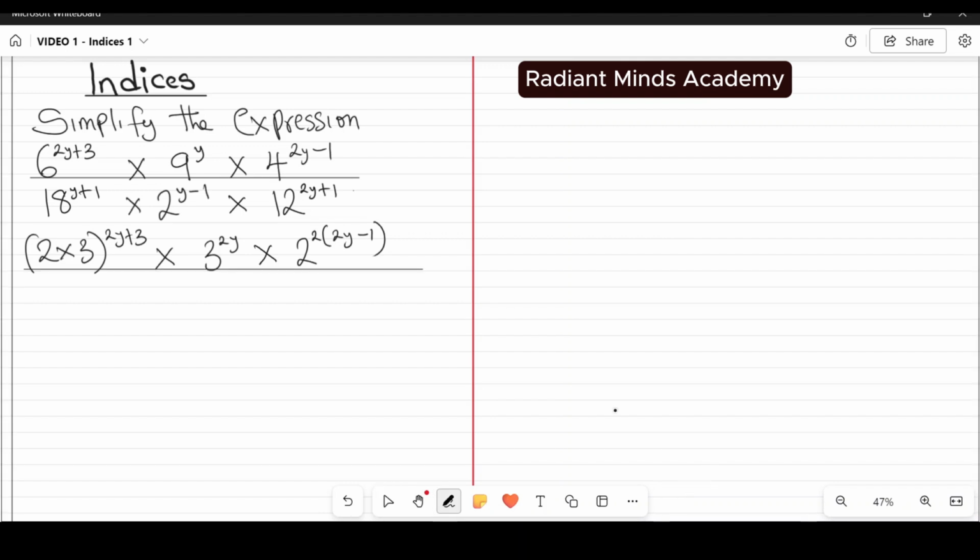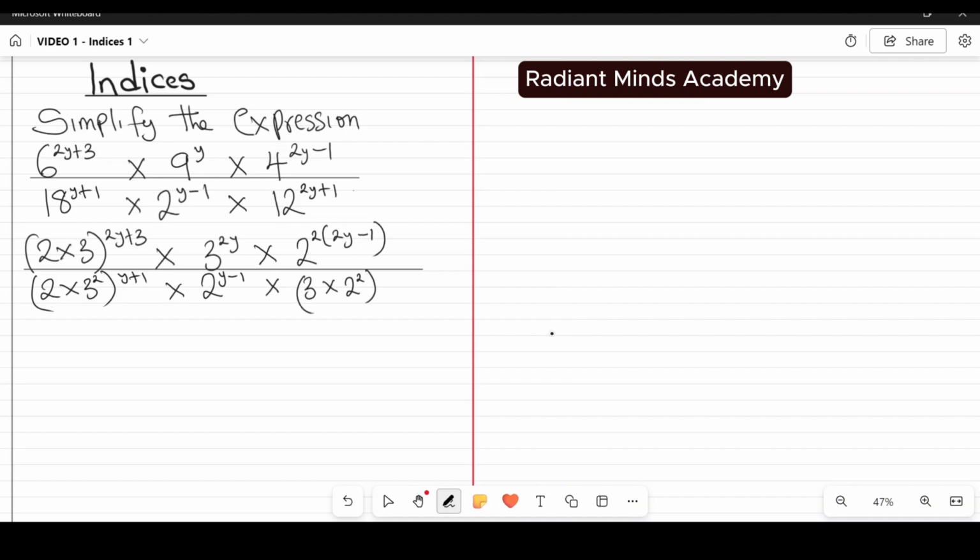We have that 2 times 3 squared raised to the power of y plus 1 times 2 raised to the power of y minus 1 times 3 times 2 squared raised to the power of 2y plus 1.